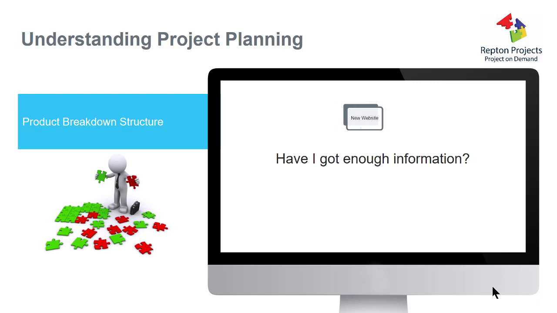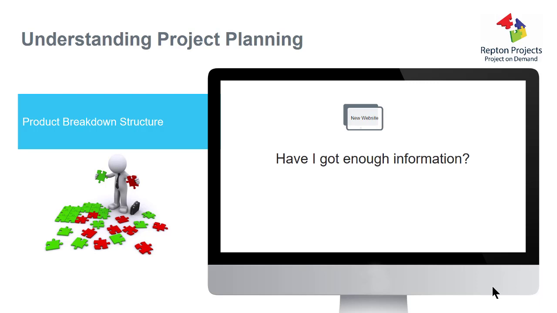So how to build the product breakdown structure. As I said before, what I'm trying to achieve at the end of this is to list all the products that I need in order to build my project. So in this case, I'm trying to build a website. What I've got to ask myself here is, have I got enough information in order to go away and build this website? But all I've got at the moment is a single product, a website. If I was to ask you to build this website for me, and all I said was, I'd like a new website, please, I'm sure that you'd have a lot more questions.